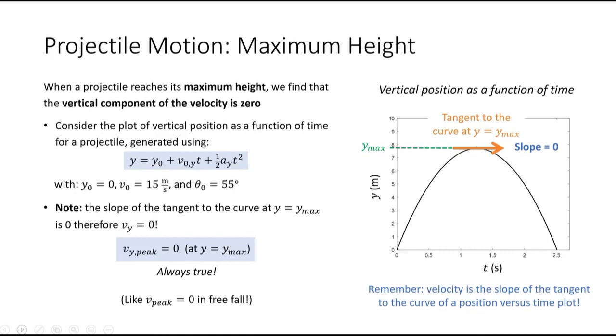Remember when we were thinking about free fall in one dimension, when you throw an object up in the air and it falls back down? There's that moment right at the peak in that object's trajectory as well, where it stops for just a moment, where it turns around and then it comes back down, right? So this is analogous to that.